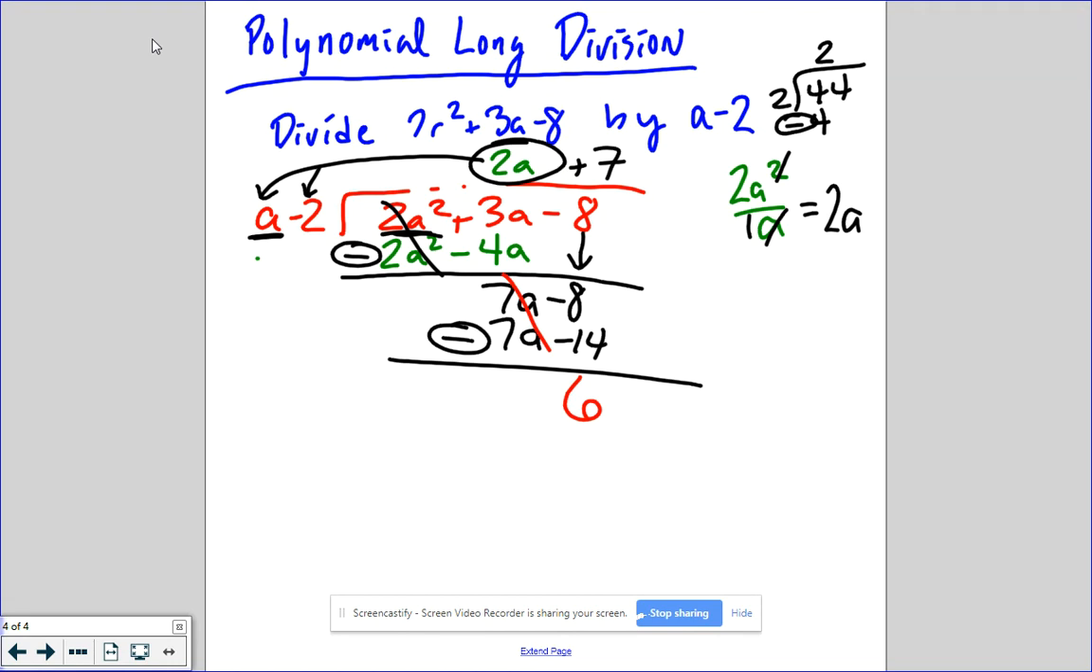But just like with long division, we don't want to write that as just R6. We do it the same way. It'd be plus 6 divided by whatever's on the outside, a minus 2. That would be my answer: 2a plus 7 plus 6 divided by a minus 2.